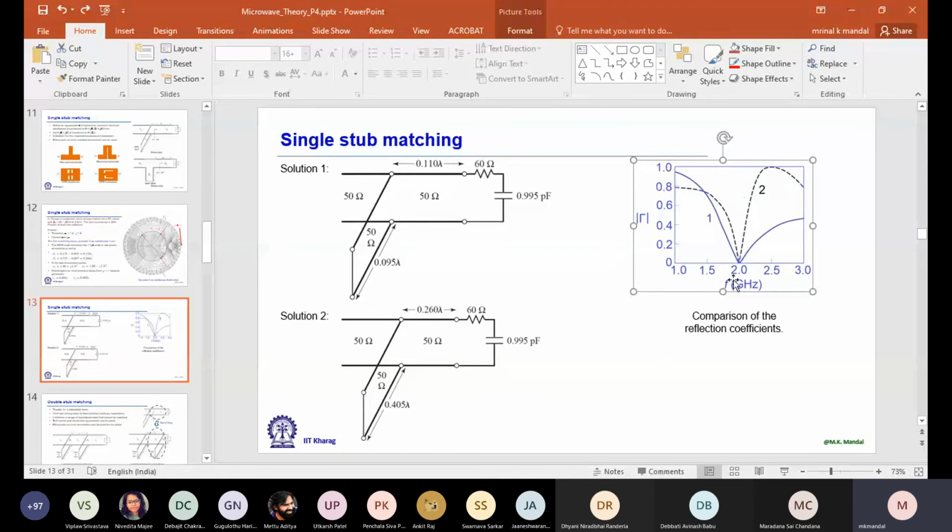We are matching at 2 gigahertz. But what we see for solution 2 is that the matching bandwidth is less compared to case 1. So it is like a thumb rule: if you take a longer length, the reactance variation is sharper, and that's why bandwidth is limited. And also it occupies more space. So the first solution not only miniaturizes circuit area, it also provides wider bandwidth.